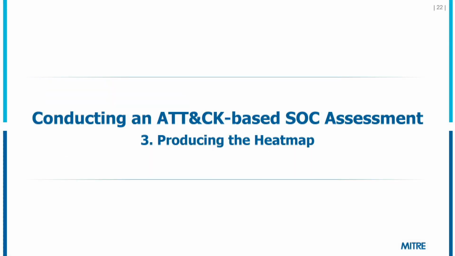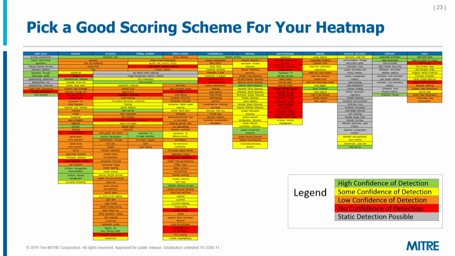So the next big step is to produce an actual heat map, to take all these data sources you've looked at and combine them into one unifying heat map. As an example, this was an early color scheme I tried to use once during an assessment. And this made a lot of sense. We broke it down into high, some, low, or no confidence of detection, and then static detection.